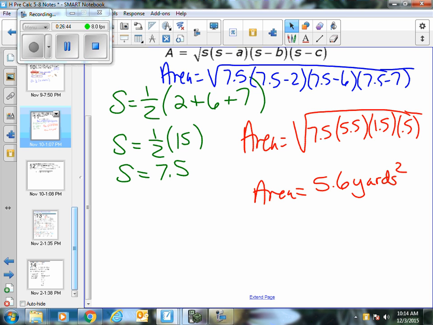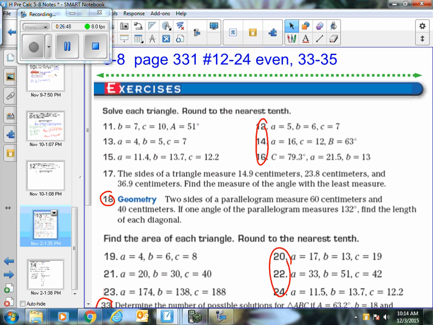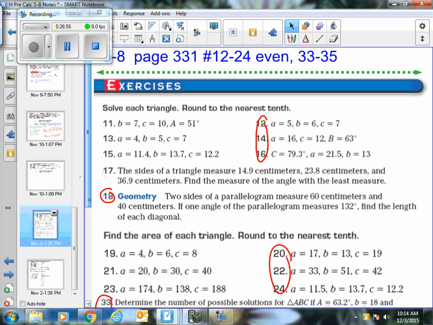Okay, so we talked about how to solve non-right triangles using law of cosines, so side, side, side, and side, angle, side, and then also how to find the area of a triangle with 3 sides. So we're going to just do a couple quick practice problems with that, and we can handle now solving any non-right triangle we want.